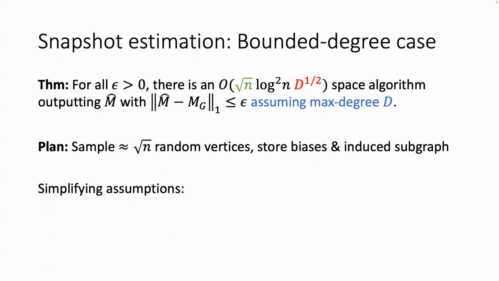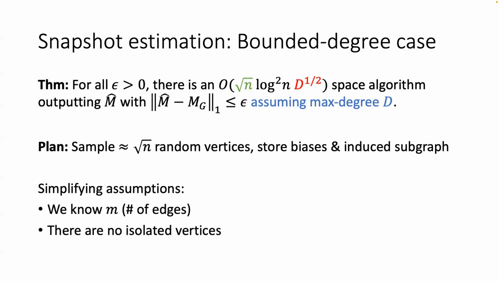Okay, so I can also present this algorithm, but it's going to need some simplifying assumptions: that we know the number of edges and that there are no isolated vertices in the graph. These are both convenient. I think I can say why they're convenient.